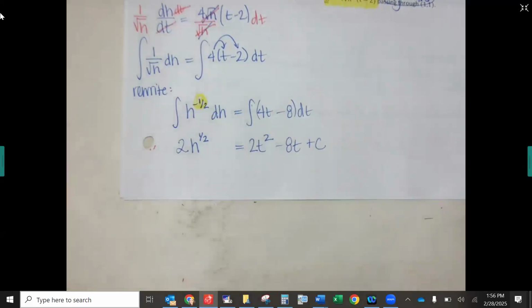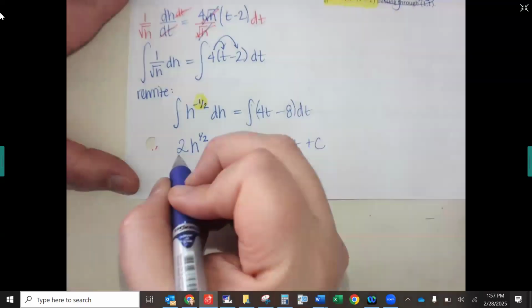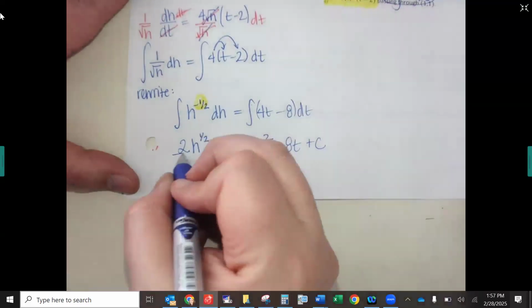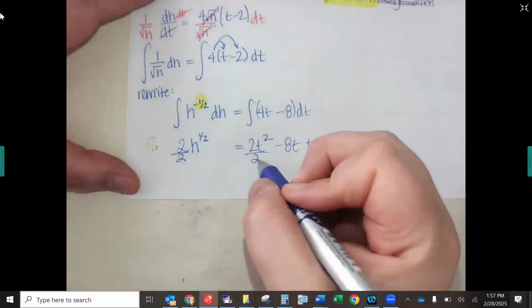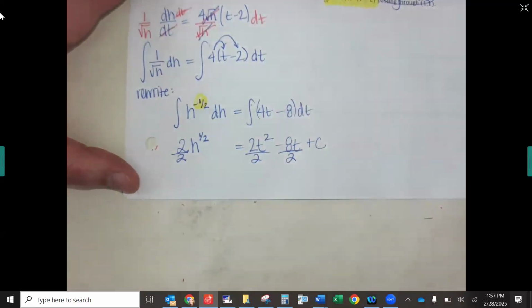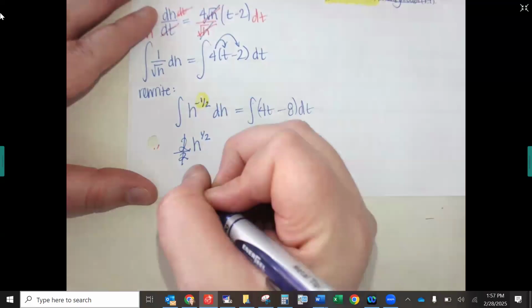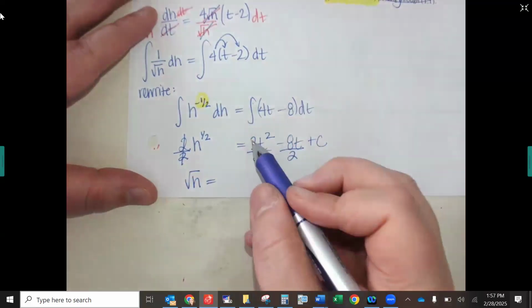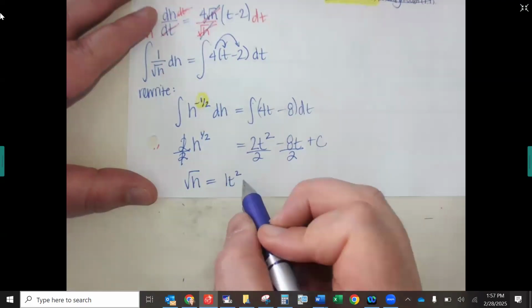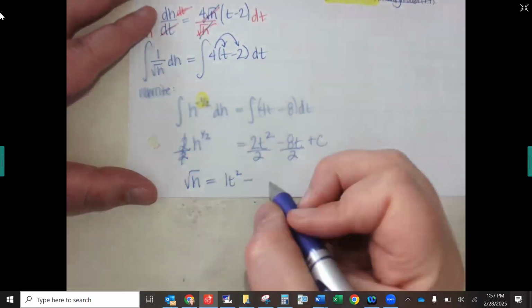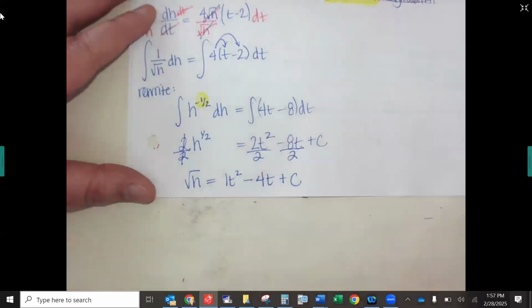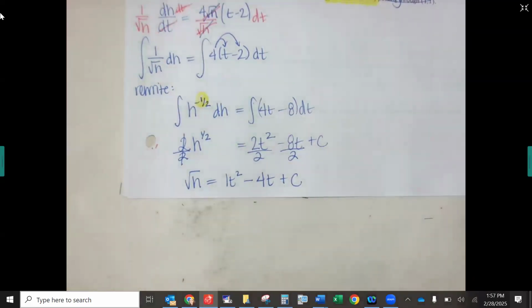Now we want to get this h alone, and we have a times 2 in the front. How can we undo that? Divide by 2. And when I divide by 2, I'm going to do it all the way across, except on my c, because remember, I already didn't know what c was, so I don't care about making it half of c. If it's unknown, it's unknown. You can just leave it. So now we have the square root of h equals 2 divided by 2 is now a 1t squared, 8 divided by 2 is a 4t, and then my c is chilling. I already didn't know what it was anyway, so we're going to leave it.